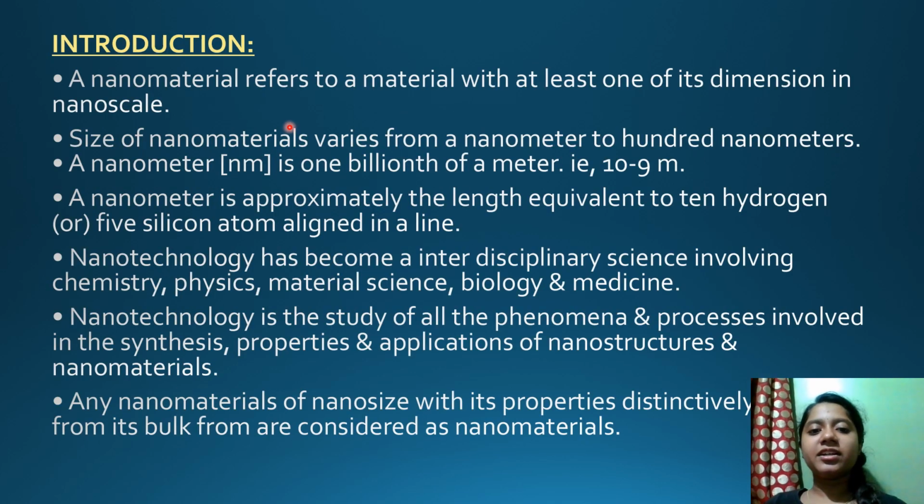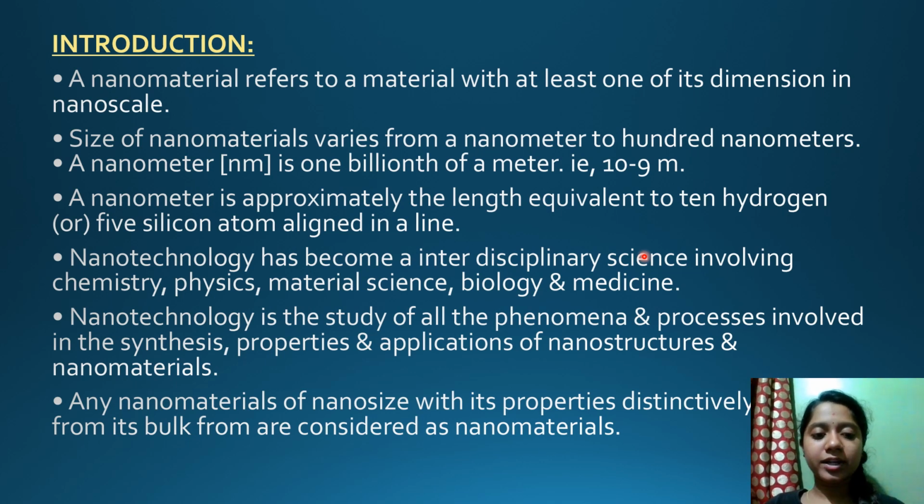A nanomaterial refers to a material with at least one of its dimensions in the nanoscale, and the size of nanomaterials varies from a nanometer to 100 nanometers. A nanometer is 1 billionth of a meter, that is 10 to the power minus 9 meter. In terms of length, it is approximately equivalent to 10 hydrogen or 5 silicon atoms aligned in a line.